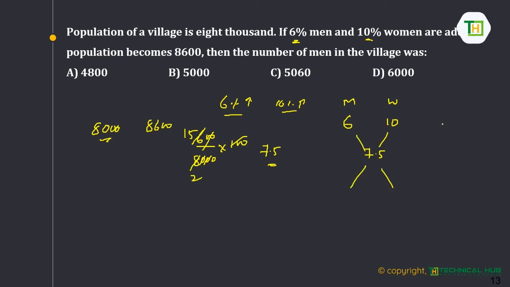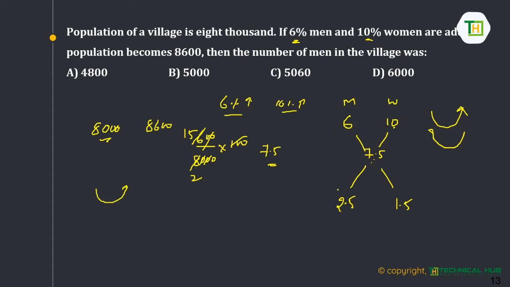So remember, either you have to subtract in this direction or in this direction. So I will subtract in this direction. Okay. So 10 minus 7.5, how much? 2.5. And 7.5 minus 6 is equal to how much? 1.5. Suppose you subtract in this direction, you will get the same values only.